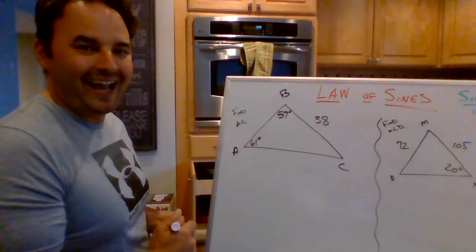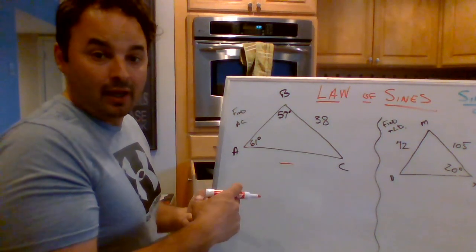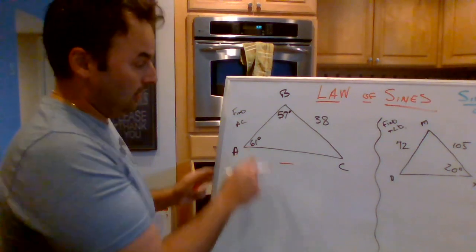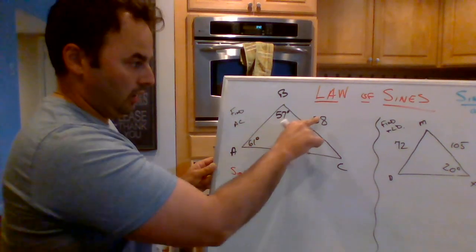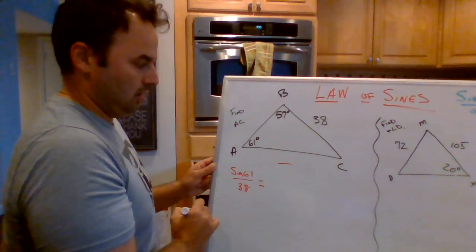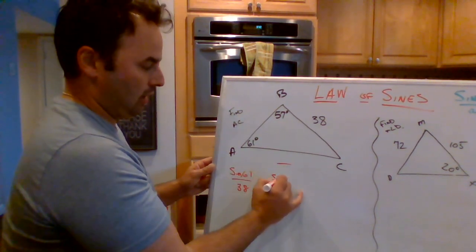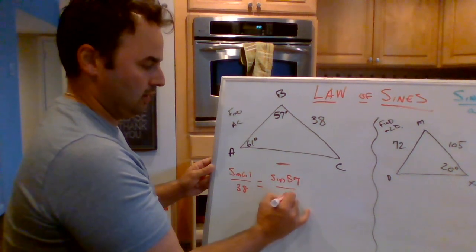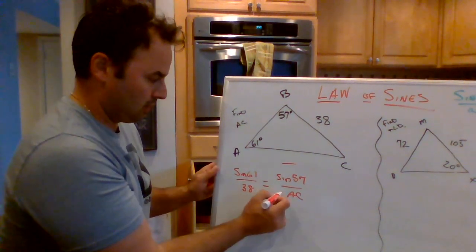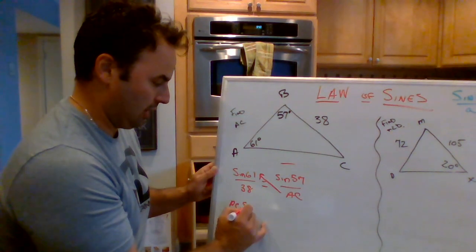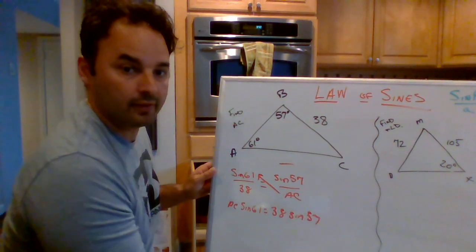Let's look here. We want to find AC. We're looking for this piece right there. So in order to do this, we're going to have that ratio. We have to have an angle set up with a side and an angle set up with a side. Well, the sine of 61 is opposite 38. AC is across from angle B. So that'd be the sine of 57 is AC. Okay? Now we just cross multiply. AC sine of 61 is 38 times the sine of 57.